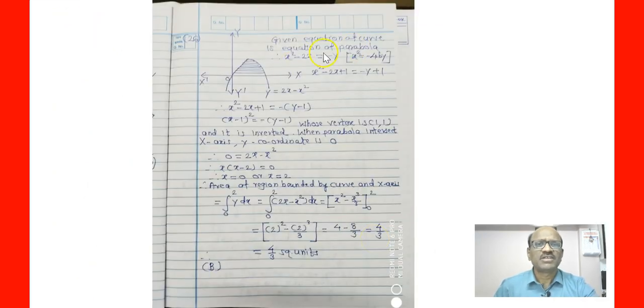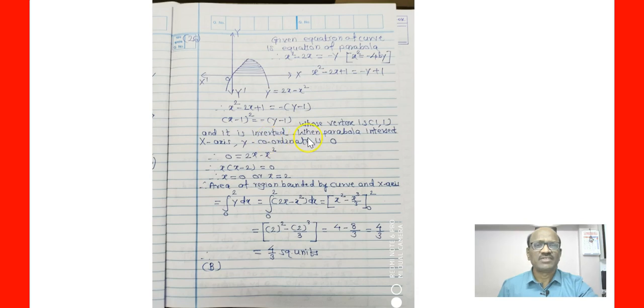The given equation of the curve is of the form of the parabola, that is x square equals minus 4by, and we can write it in this manner: x square minus 2x equals minus y. Add 1 on both sides, then you will get x square minus 2x plus 1, which is a perfect square. X minus 1 in brackets square equals minus in brackets y minus 1. Now here the vertex is 1, 1.